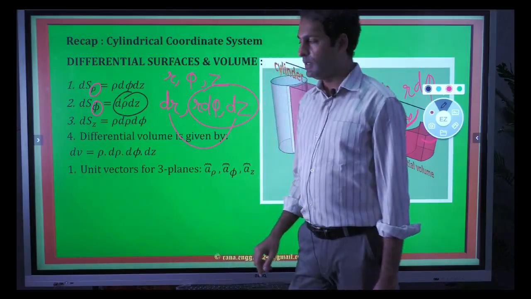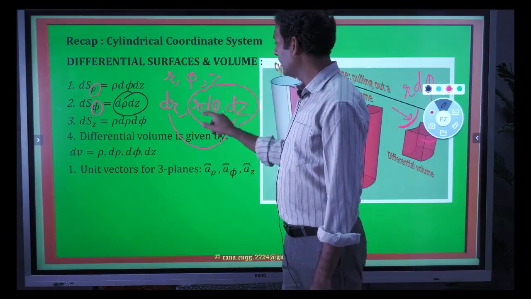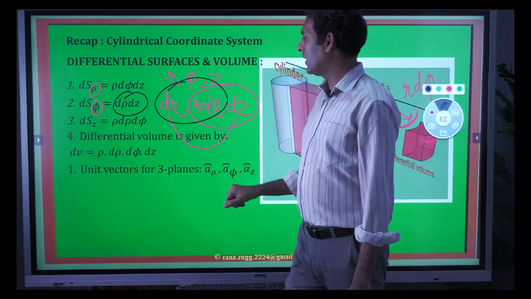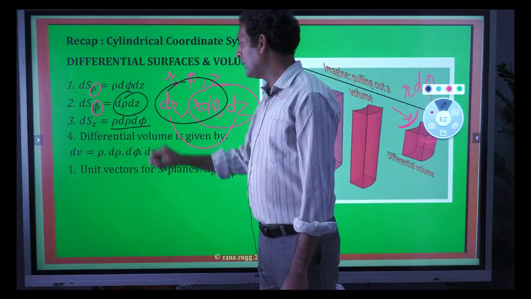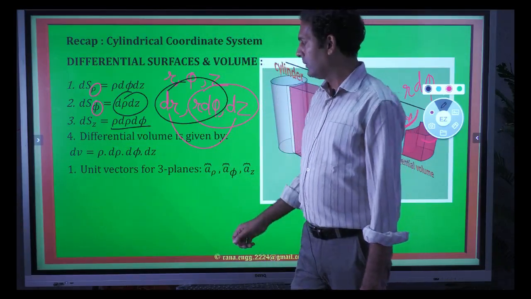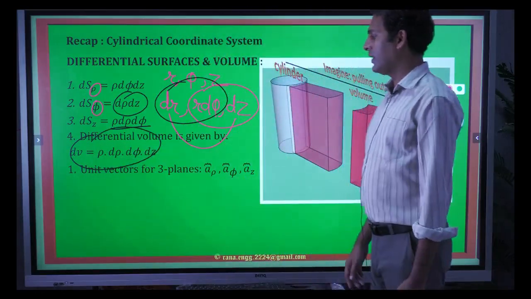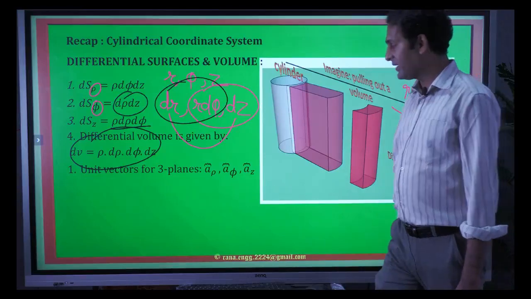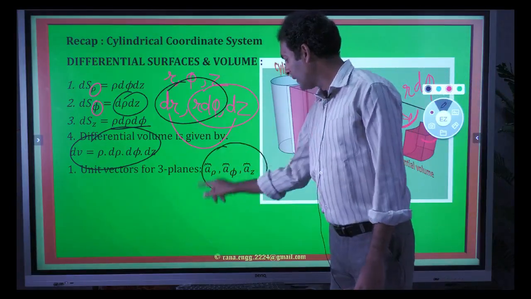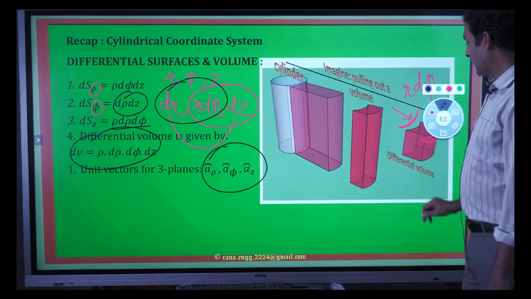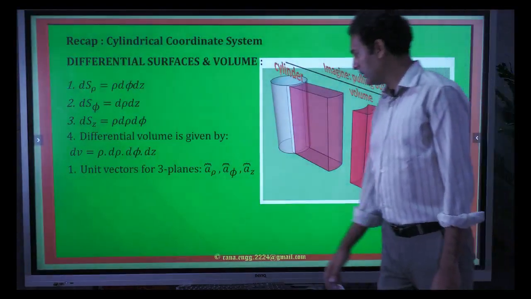And the third one is ds z. It will be the product of the remaining two, dr and r d phi. So we can write it as r dr d phi. Similarly, we obtained the differential volume. It is r dr d phi dz. The three directions are a r cap, a phi cap and a z cap. This is about the cylindrical coordinate system.